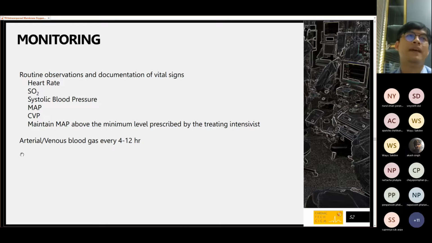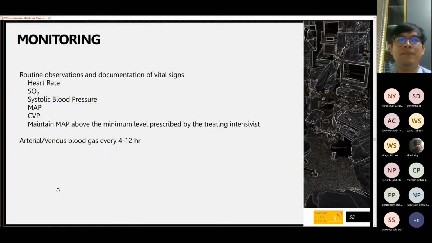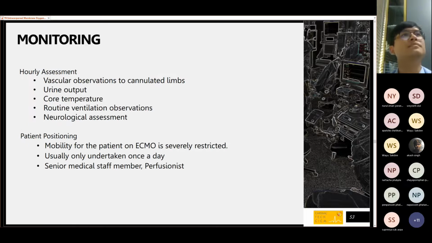So another thing that we need to concern is that we need to investigate the blood gas analysis every 4 or every 12 hours. More often than other cases, because some cases are just once a day, sometimes like that.